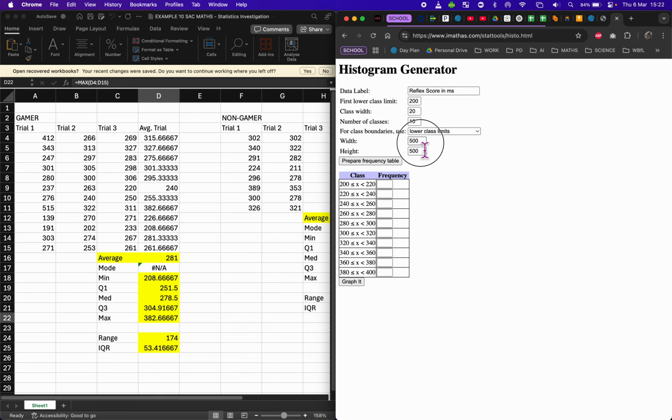This width and height is how many pixels the drawing of the graph is going to be. So you can play around with that later. But you have to prepare the frequency table so you can put your frequencies in. So now we have to look at the data. Did I have anything between 200 and 220? No. Yes, there was one, between 220 and 240.